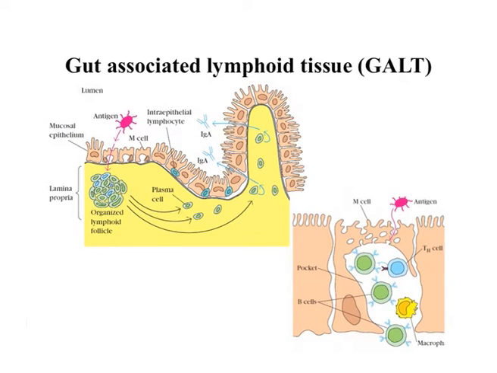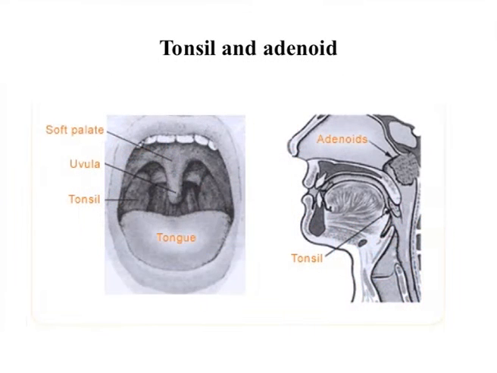So after engulfment or phagocytosis, the antigen comes into the pocket full of different cells. The antigen is phagocytosed by the antigen presenting cells and presented to the T cells. So very quickly the immune system can respond against that antigen. Tonsil and adenoid are also examples of mucosa-associated lymphoid tissue.